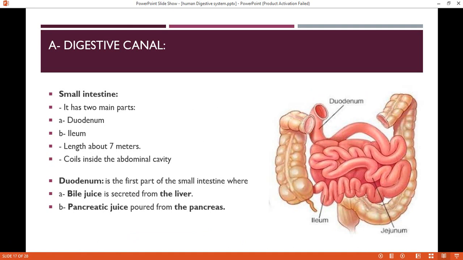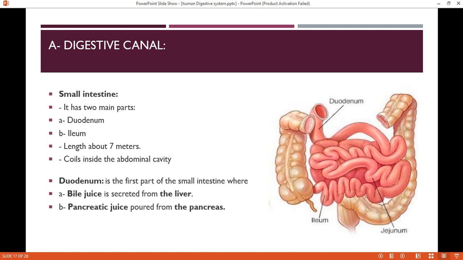The small intestine has 2 main parts, duodenum and ileum. The duodenum is the first part of the small intestine, as you see here, and the ileum is the second part. The absorption process happens in the small intestine, specifically in the ileum.